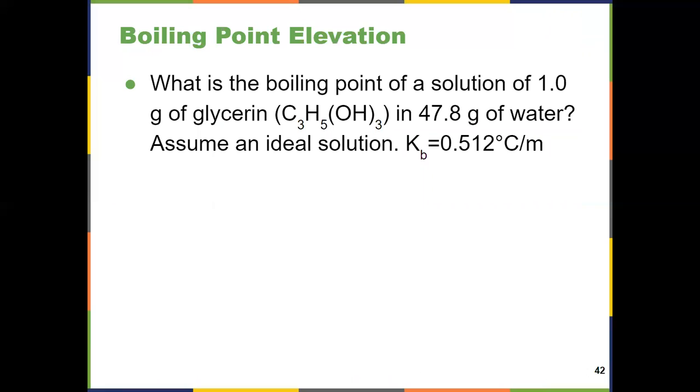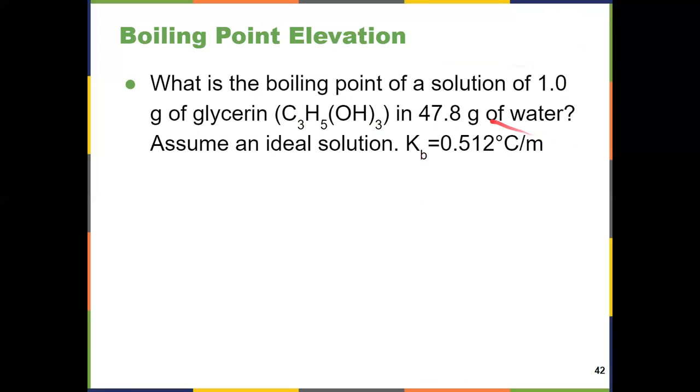All right, so here's a practice for boiling point elevation. It asks us what's the boiling point of a solution of 1 gram of glycerin and 47.8 grams of water. We're given the boiling point elevation constant. So we first have to solve for the molality. That's step 1. Take your 1 gram of glycerin, use the molar mass of glycerin to solve for moles. Take your 47.8 grams of water, that's your solvent, convert it to kilograms. Then it's moles of solute over kilograms of solvent to solve for molality.